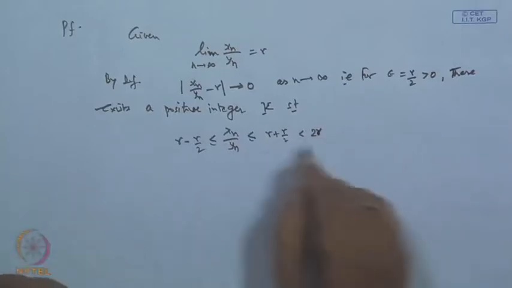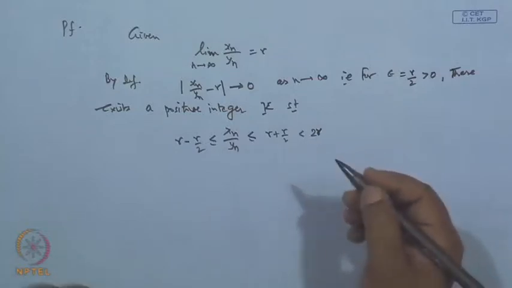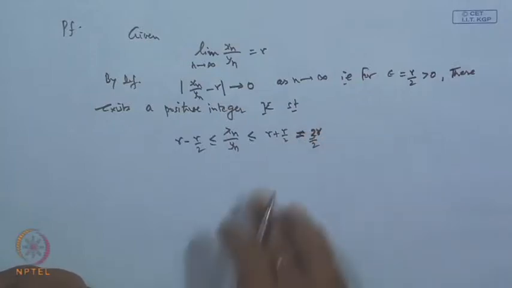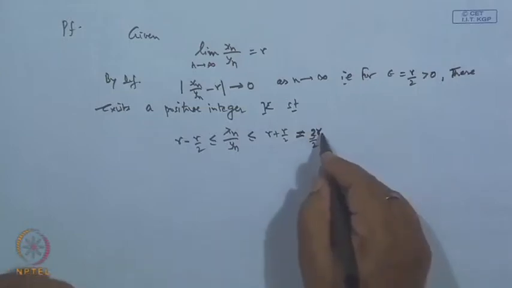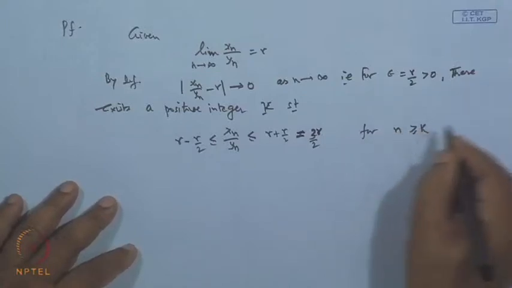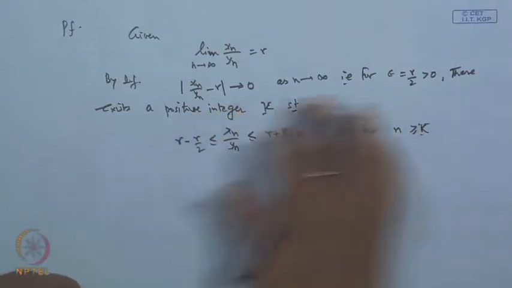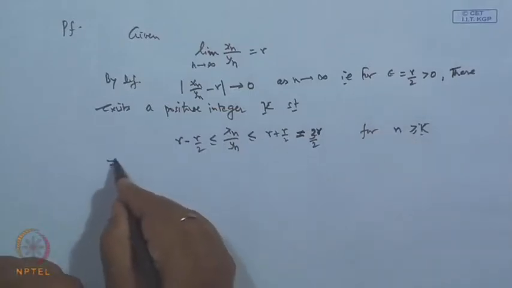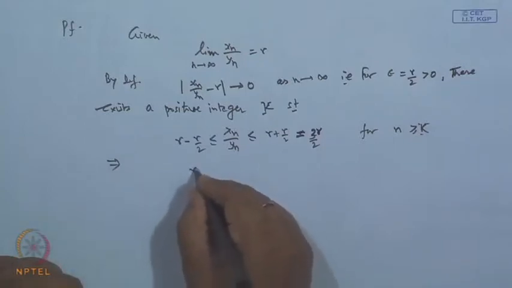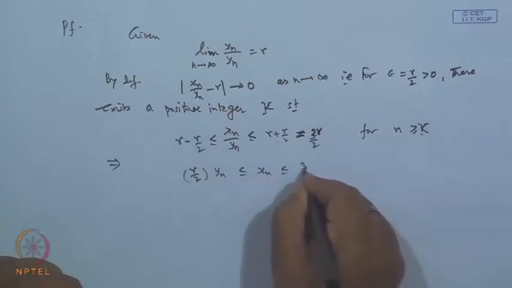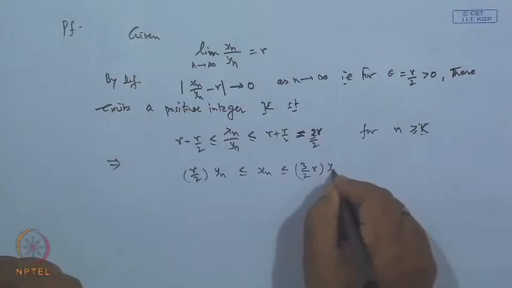This hardly matters. Even 3 by 2 will work. Okay. So, we get 3 by 2 r into y n. And this is true for all n greater than or equal to k, is it not? So, from here can we say that r by 2 into y n is less than or equal to x n, which is less than or equal to 3 by 2 r into y n.